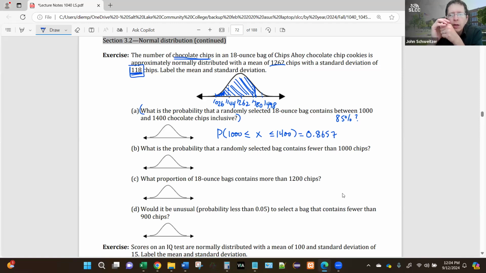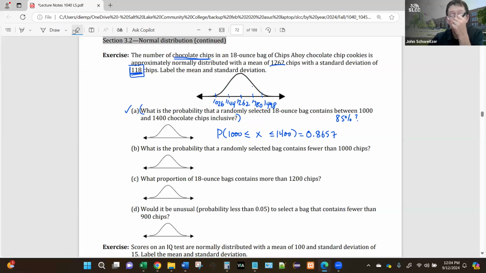Okay, so take it or leave it, that notation. I'm not going to require you use it, but I do use it a lot. So just be aware of how it works. All right, so that's A. Let me do a couple more of these. What's the probability that a randomly selected bag contains fewer than 1,000 chips? Okay, so I'm going to come back up here to my diagram. I had a nice looking diagram, and then I kind of messed it all up here.